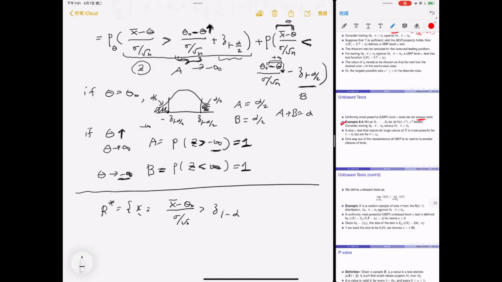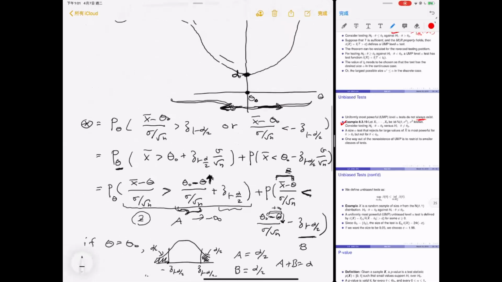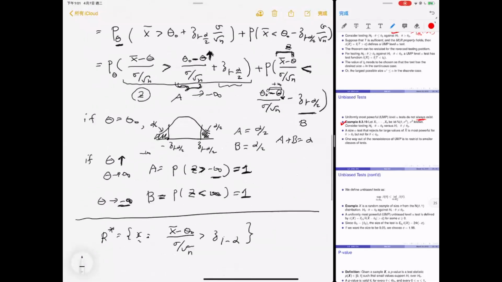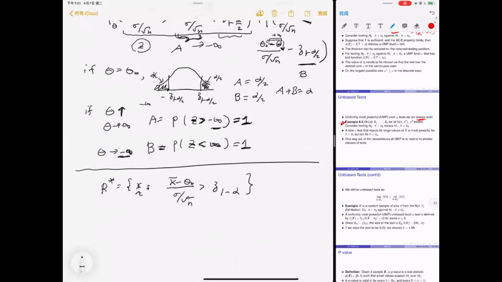1 minus alpha, I think. Either way, okay? So the difference between these two tests is what? The one has the absolute value right here, which means bigger or smaller, I'm going to reject that null hypothesis. But I can also say, regardless, I only reject it when things are getting bigger. One-sided test.